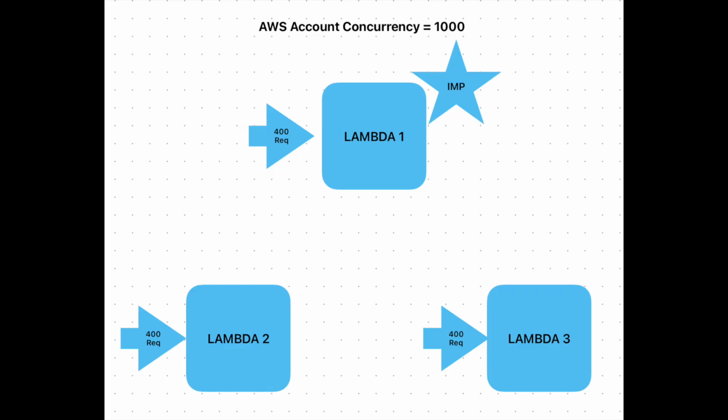And as the capping is 1000, the remaining concurrency limit is 600. So the 600 requests will only be executed between the remaining two lambdas. The important lambda will have its 400 requests come to it and it executes. But the other two lambdas, as they're not high priority, out of those 800 only 600 get executed. So that's why we need this concurrency concept.